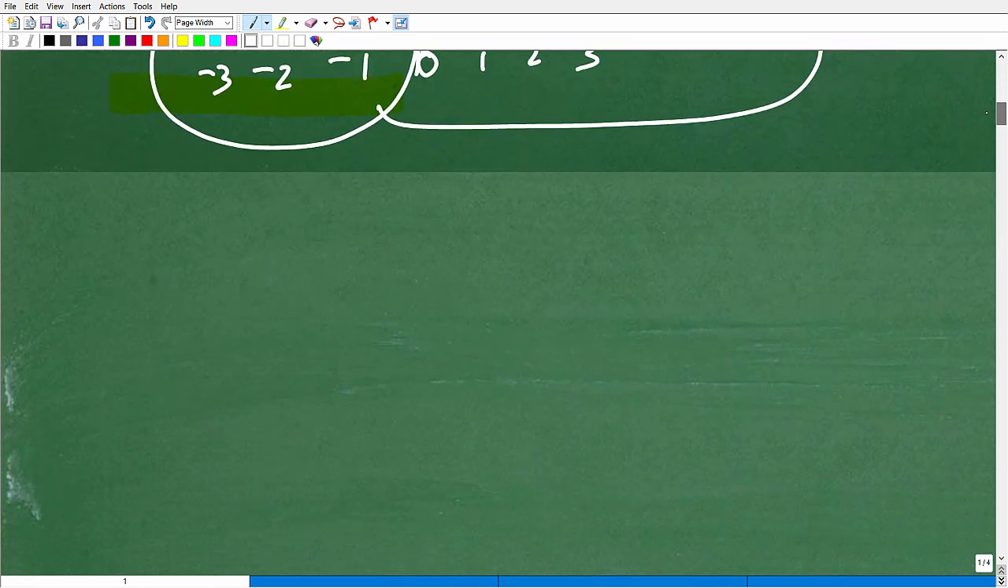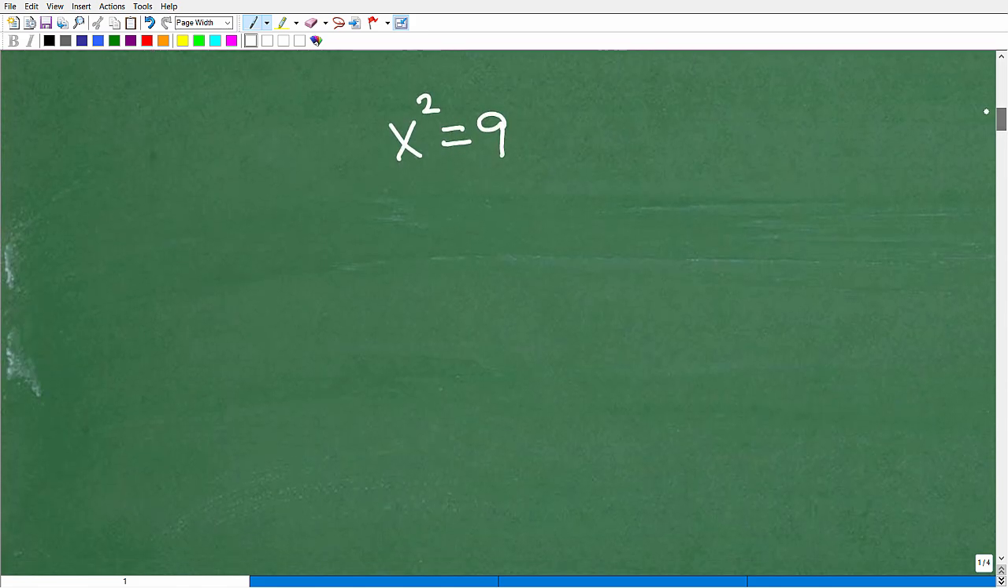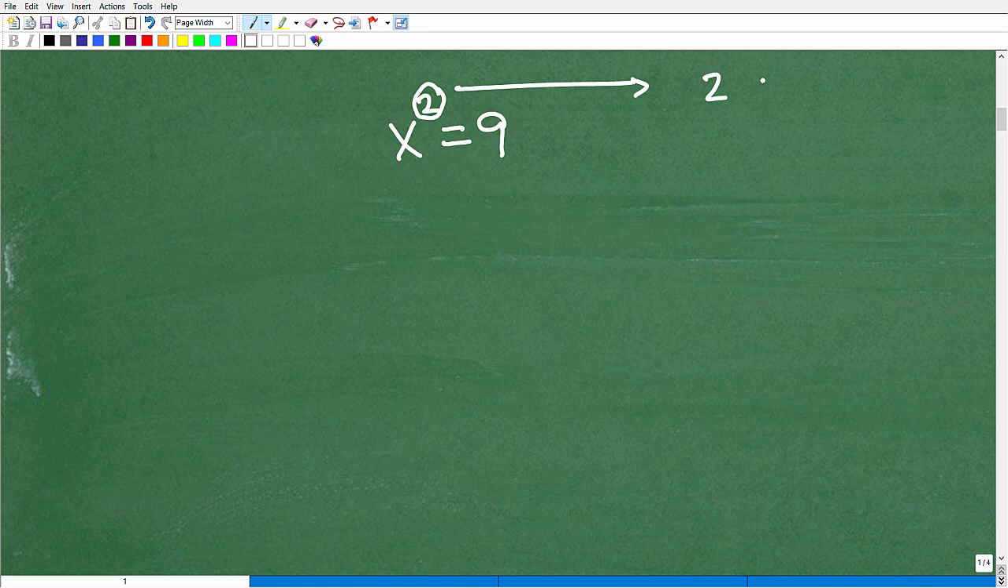Let's just reinforce this real quick. So let's have an equation. X squared is equal to 9, okay? So what is this saying here? This is saying what number squared is equal to 9? Well, in algebra, this happens to be what we call a polynomial equation. And this little number up here tells us how many answers there are. There are 2 solutions to this equation, okay?